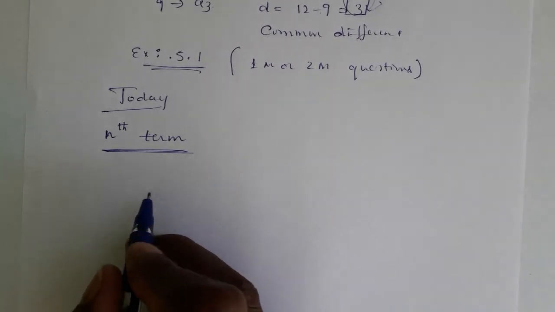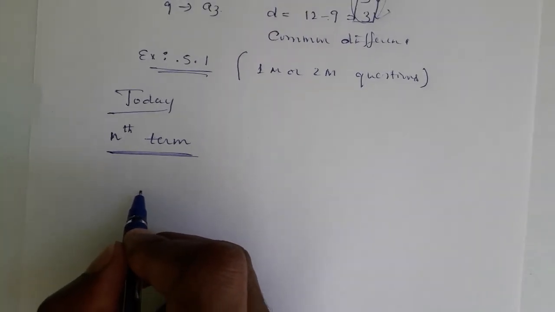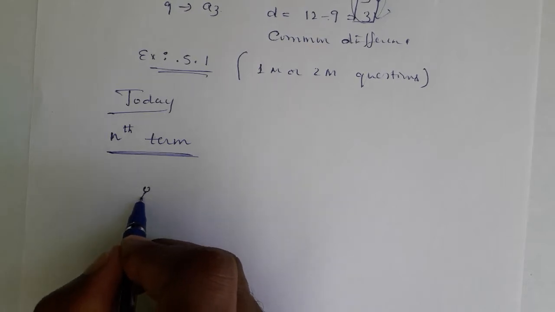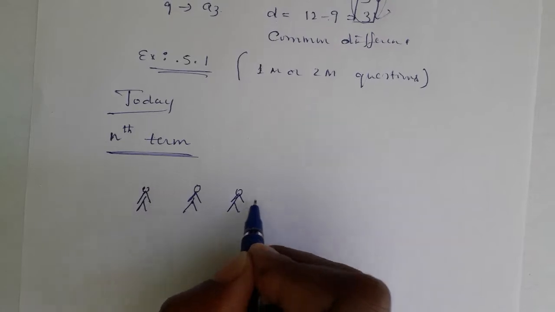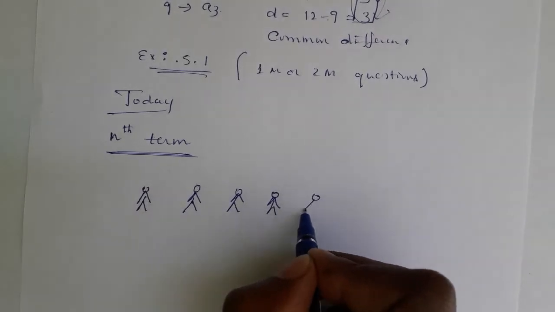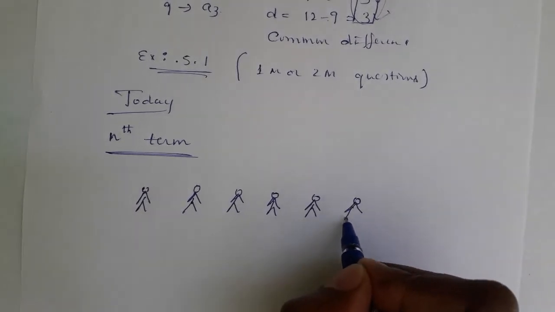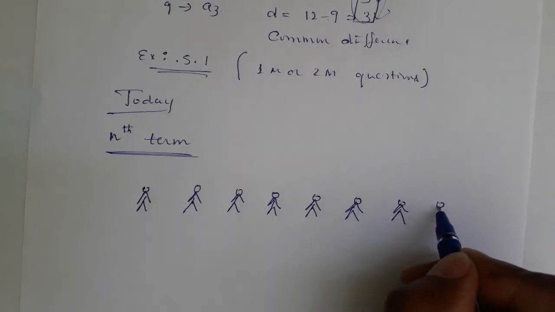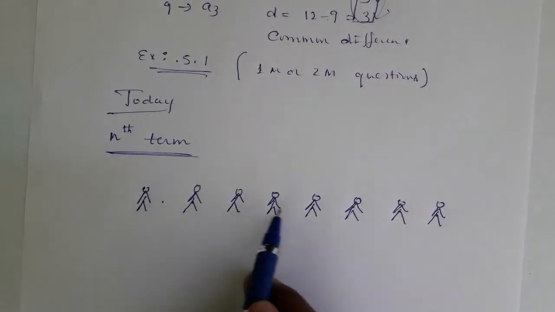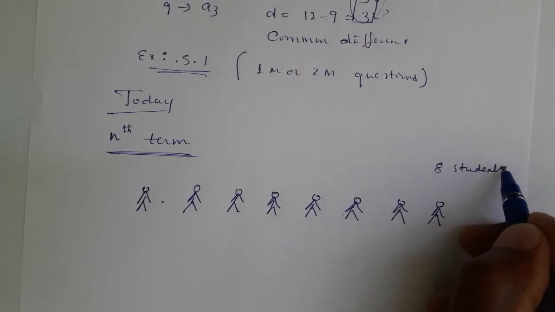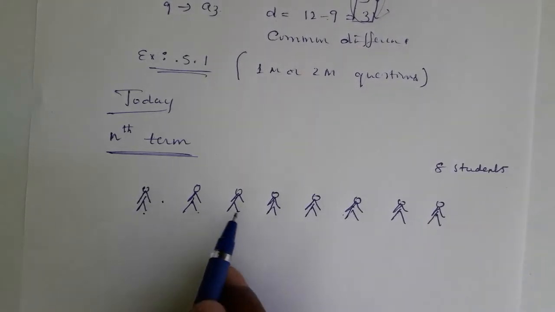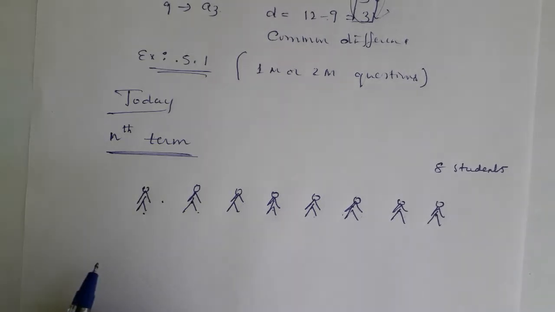First I will give you a practical example. See, many students are standing in a row. Let us take 8 students in total. So in this row there are 8 students: 1, 2, 3, 4, 5, 6, 7, 8.